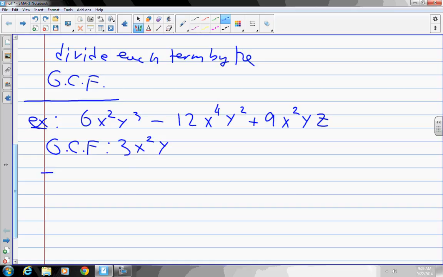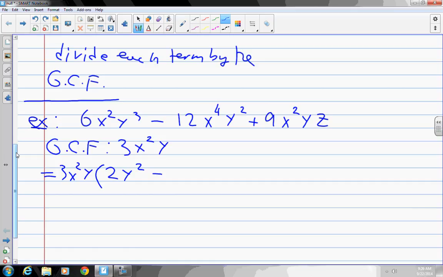And then in order to factor out 3x squared y, just think about dividing each term by that expression. So if you divide 6x squared y cubed by 3x squared y, what is left? If you divide the first term by the GCF, 2, well, why is there an x? Yeah, the x's will cancel, x squared cancels, then you remember, you subtract exponents, right? So y cubed divided by y is y squared. So that's what's left out of the first term.